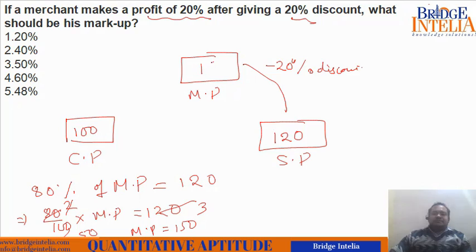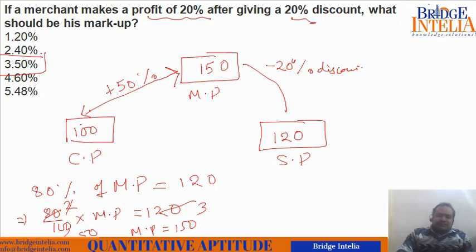So you can see from here that something you bought for rupees 100 has to be marked at rupees 150. So you buy it for 100, mark it for 150. So what is the markup percentage? So 50% extra. Let's move to next one.